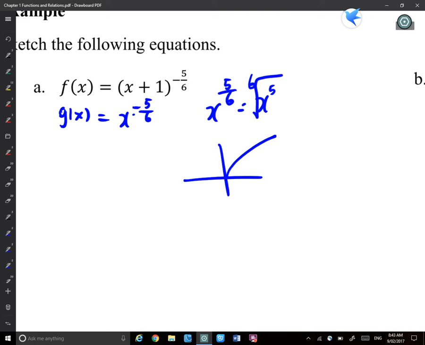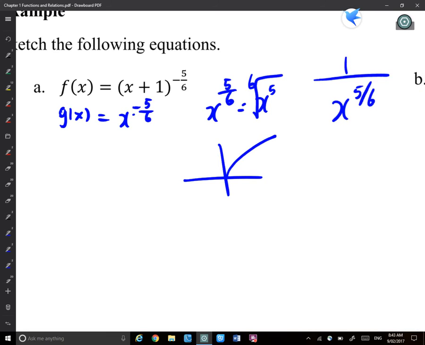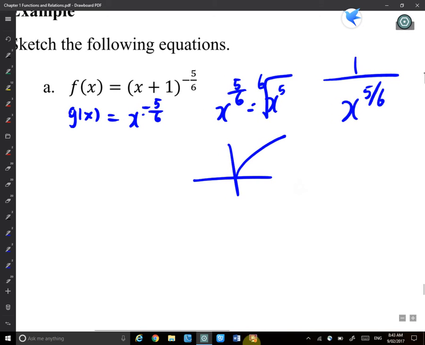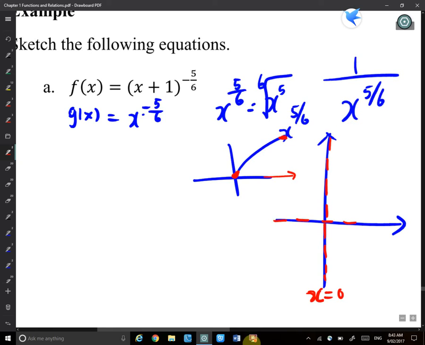And we want to look for the reciprocal function because we have a negative in front. What I want to sketch is 1 over x to the power of 5 over 6. Find the reciprocal. That point is 0, so I have a vertical asymptote at x equals 0. And because x to the positive power grows really high, we will have a horizontal asymptote as well, since it's finally approaching 0.